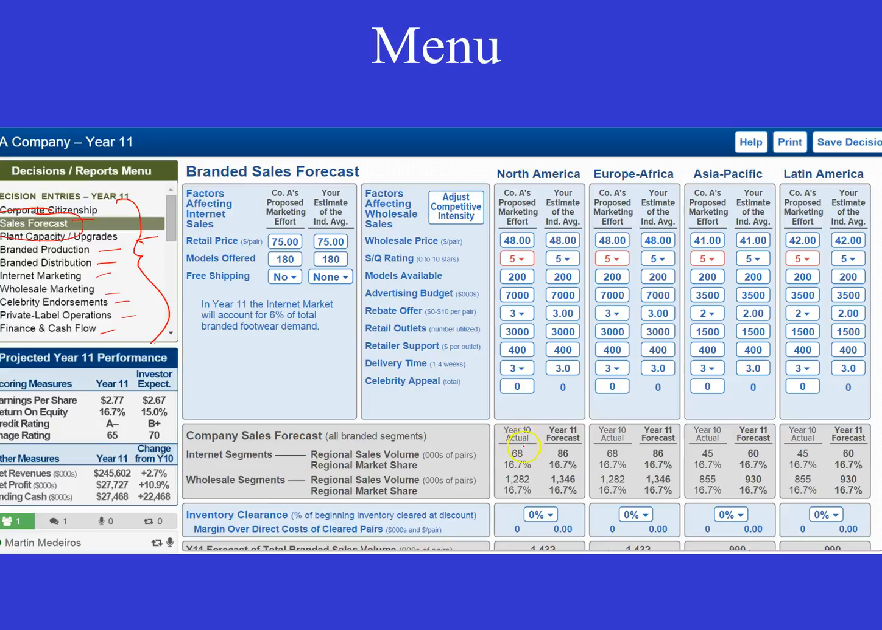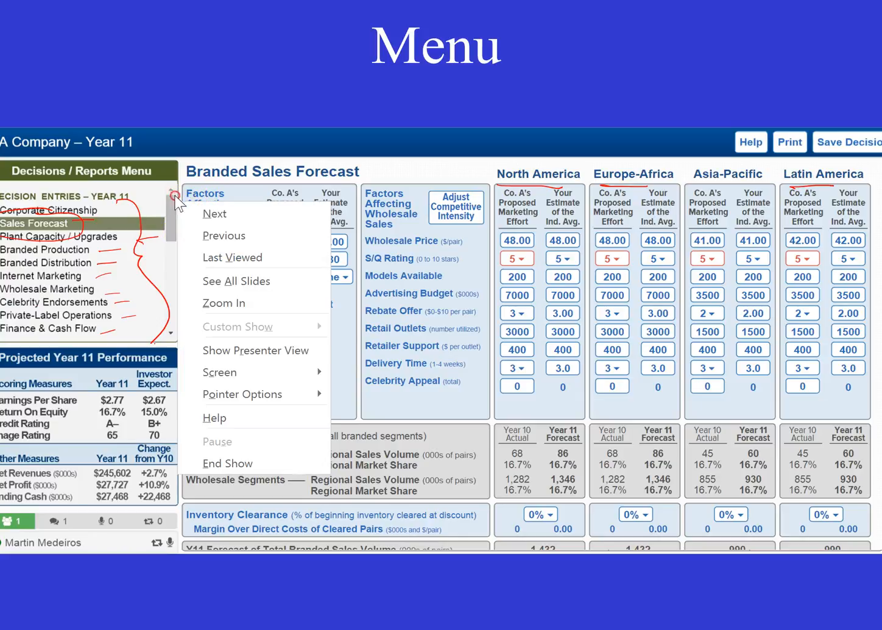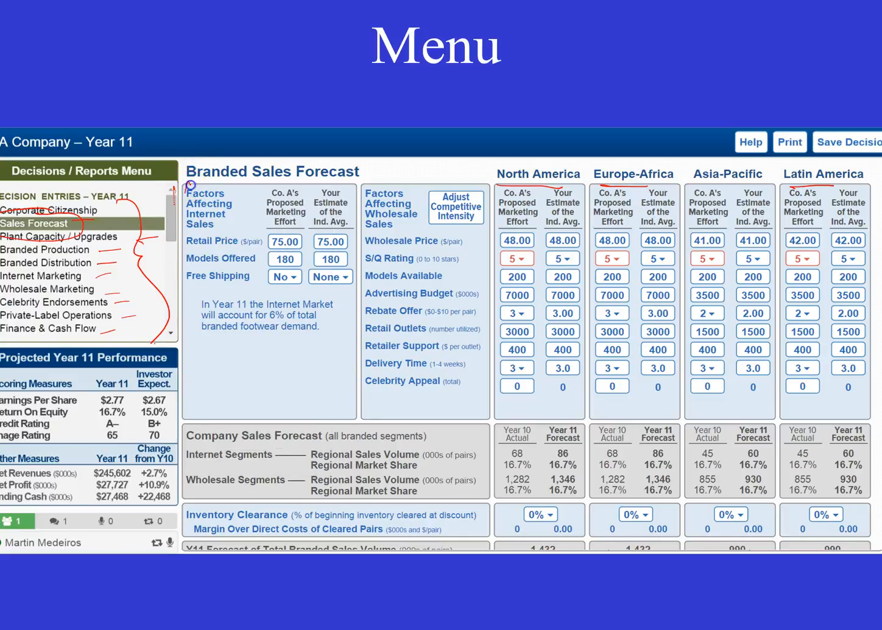And what we see here is the 4 geographic regions: North America, Europe, Asia, and Latin America. And this is for the branded market. Here we have the internet market right here. Sorry. This is the internet market. And so let's focus our attention on the branded market, and specifically, on North America.